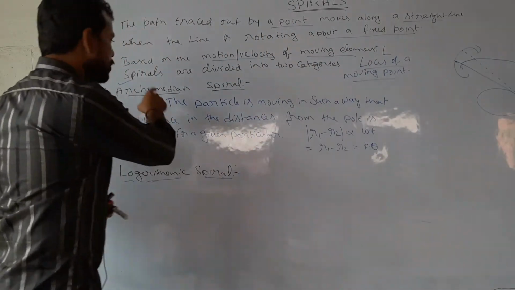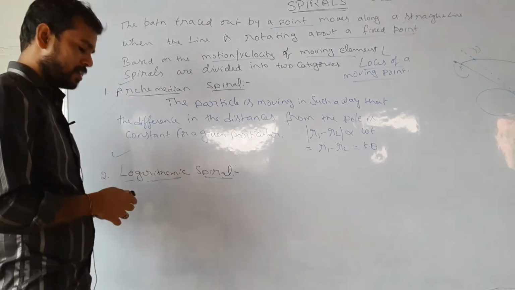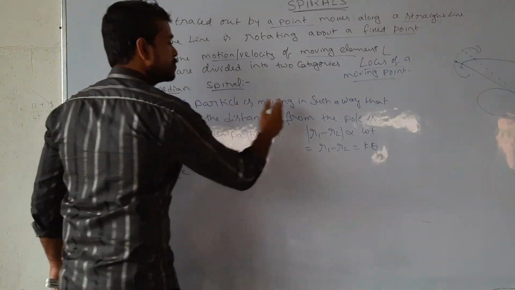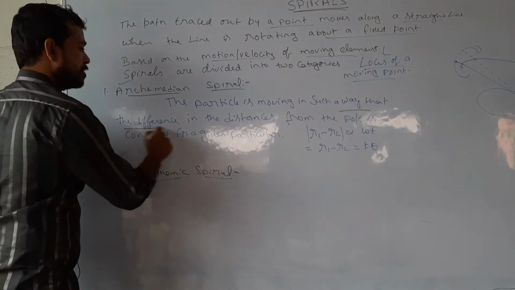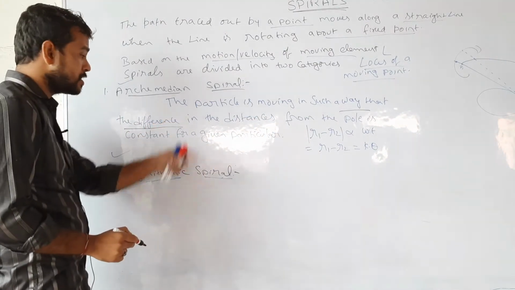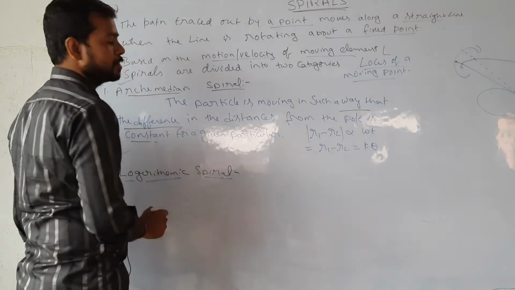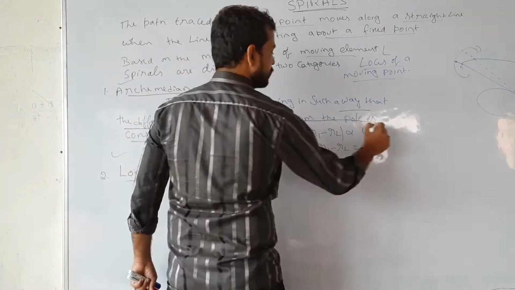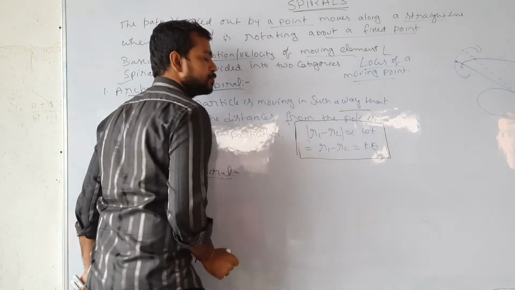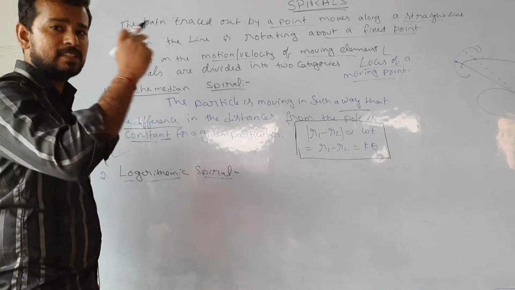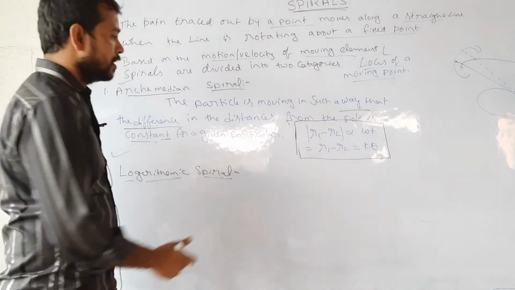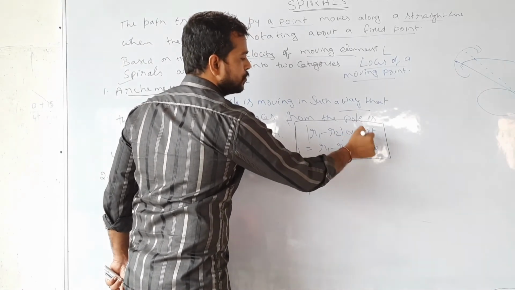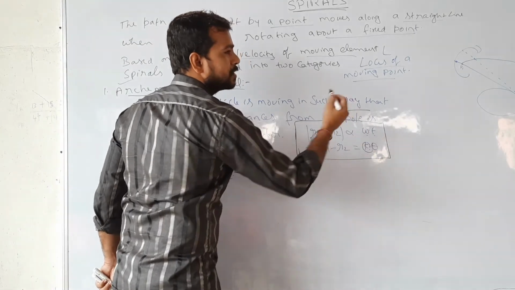Let me explain the Archimedean spiral, then you will get to know what a spiral exactly is. So what is an Archimedean spiral? The particle moves in such a way that the difference in the distances from the pole is constant for the given particular, and the formula is R1 minus R2 is proportional to omega t. Omega t means the angle of inclination. To eliminate this proportionality, I can use a constant k. Omega t is nothing but theta.